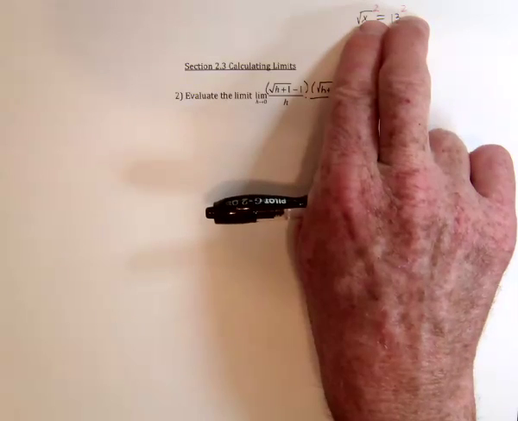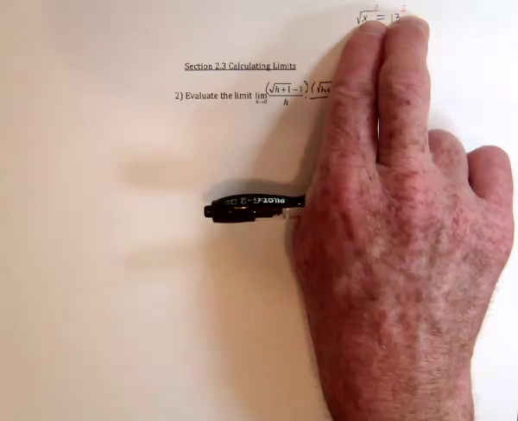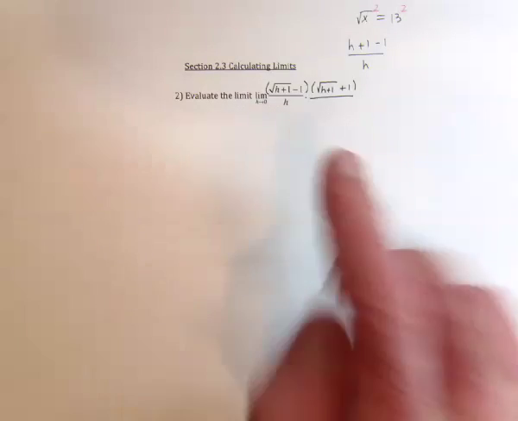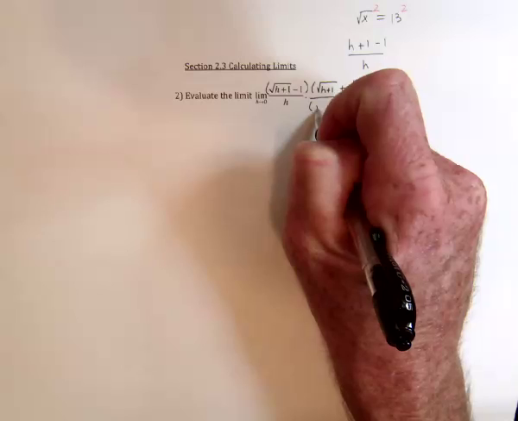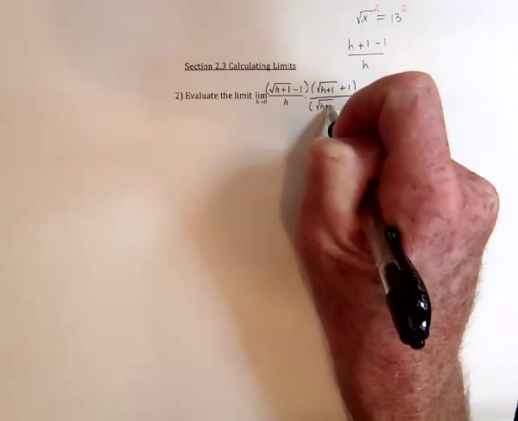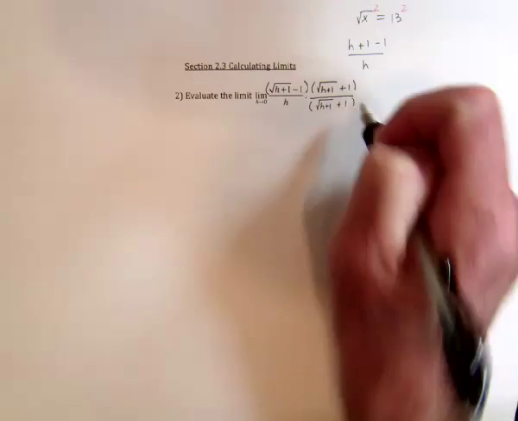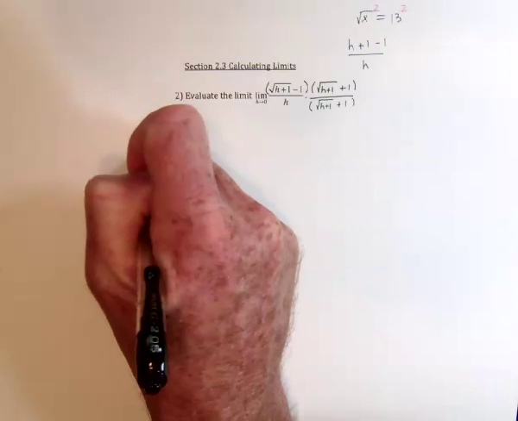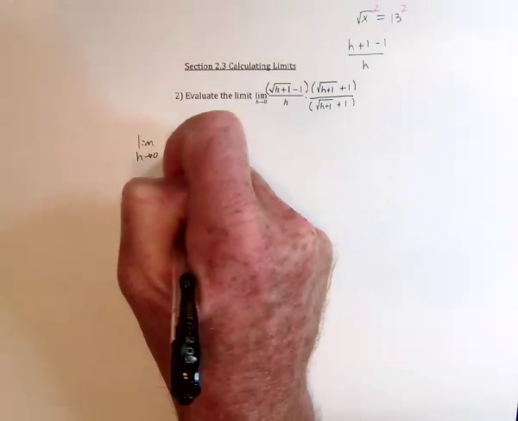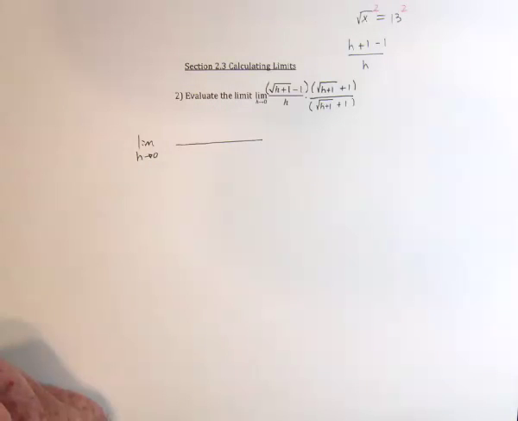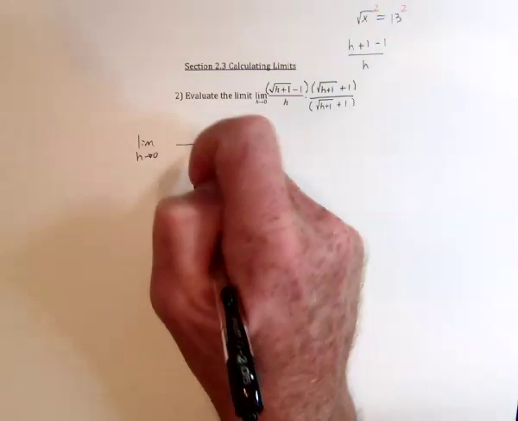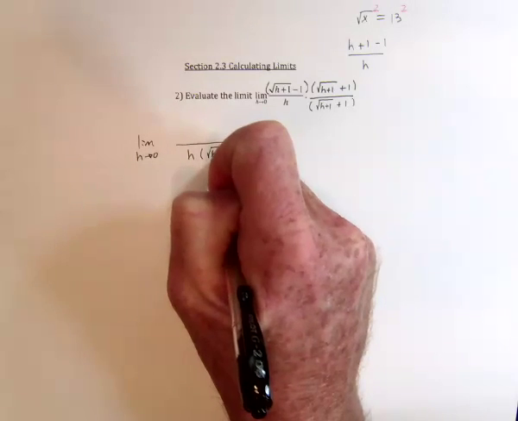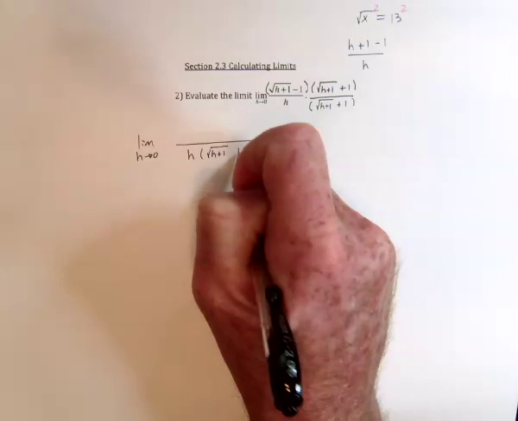In algebra, you have to do the same thing to both sides of an equation. With a fraction, you have to do the same thing to the numerator and denominator. So we need to multiply here by the conjugate that we used in the numerator. So we're going to get the limit as h goes to 0. The denominator, don't multiply it out. Just write h times the square root of h plus 1 and then plus 1.